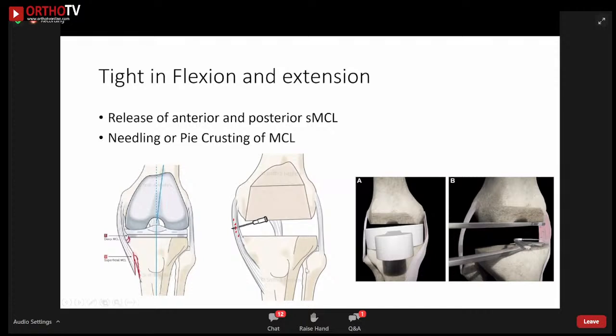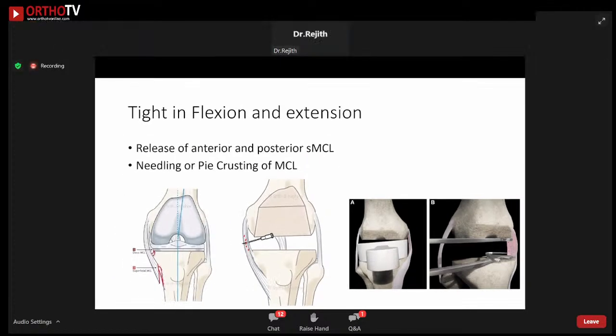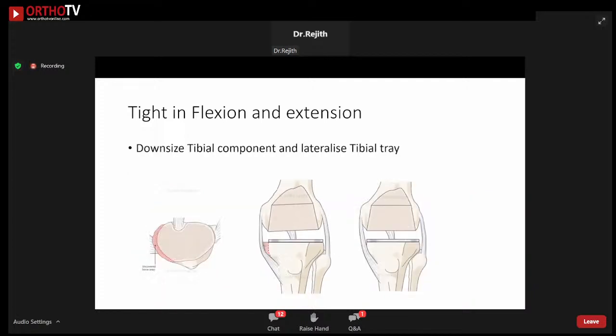And if, in spite of releasing everything, you still think that it is not getting better, you can try to release the whole of the MCL. Now the question comes, you're releasing the whole of the MCL, how does it stabilize? Yes, it does stabilize because you remove it as a sleeve. You're not cutting it into 2 pieces. You're releasing it off the bone, it is just pulling out to length, and then it corrects itself.